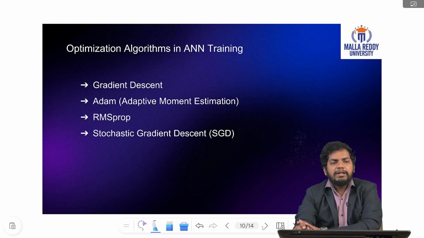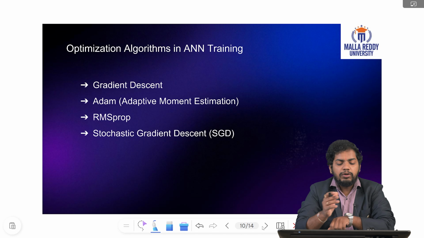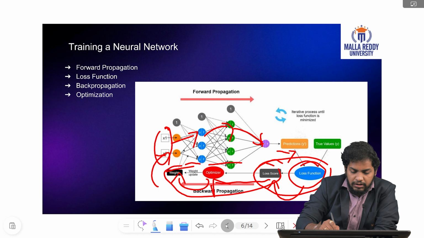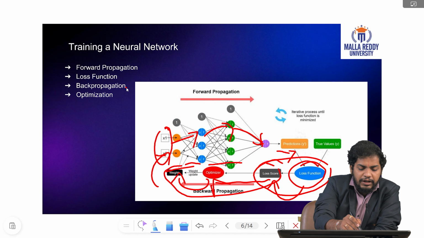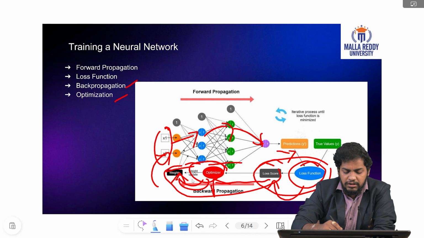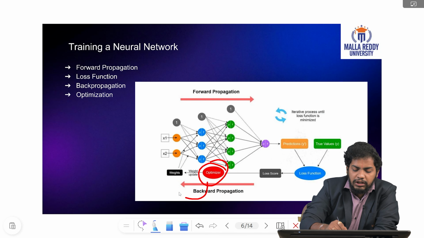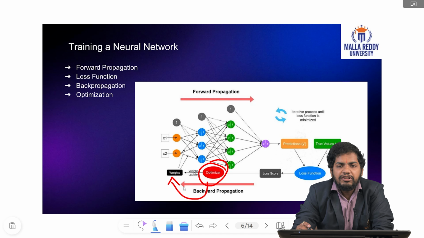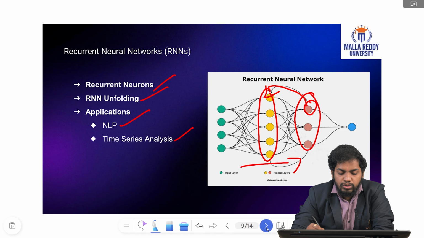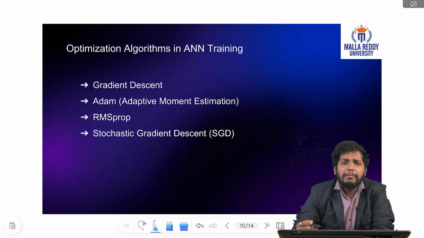Next, in this structure of a neural network, we have backward propagation and optimization algorithms. Optimization has an optimizer which creates a mathematical function that updates the weights so that the loss score produced by the next output will be lesser than the loss score that we have. So we have different types of optimization functions.